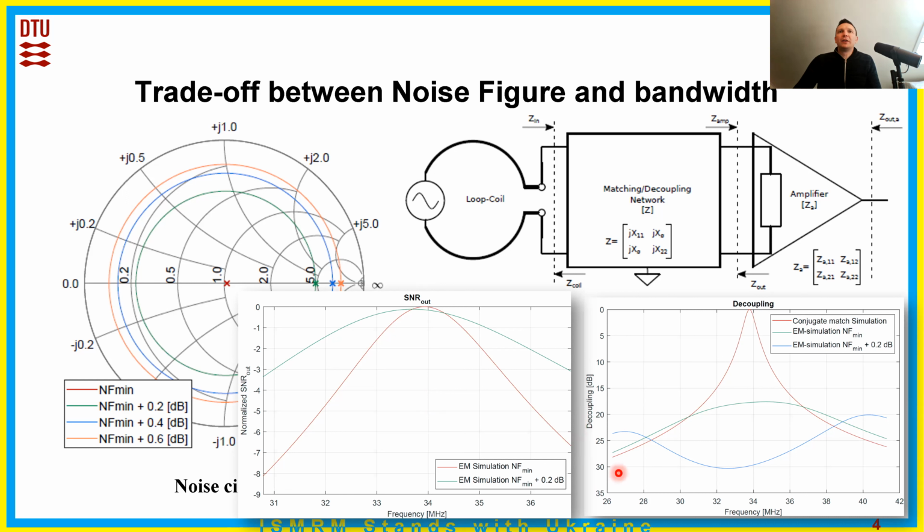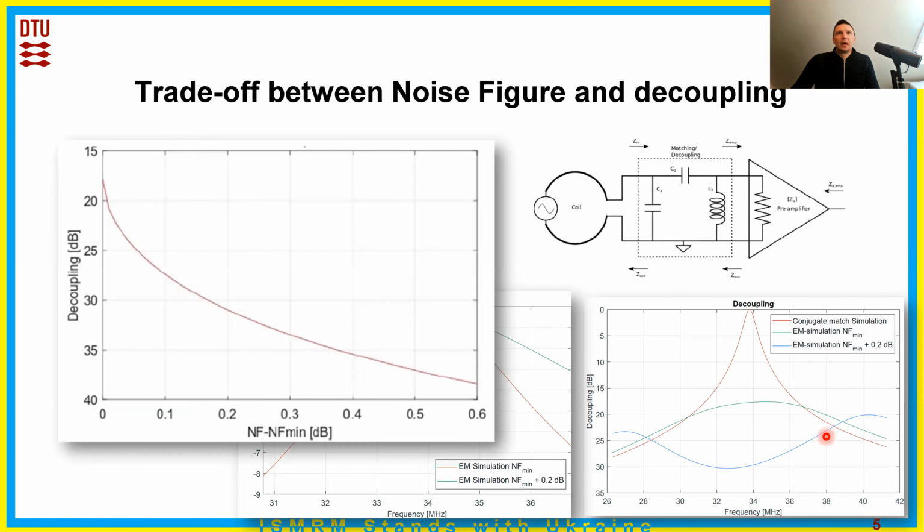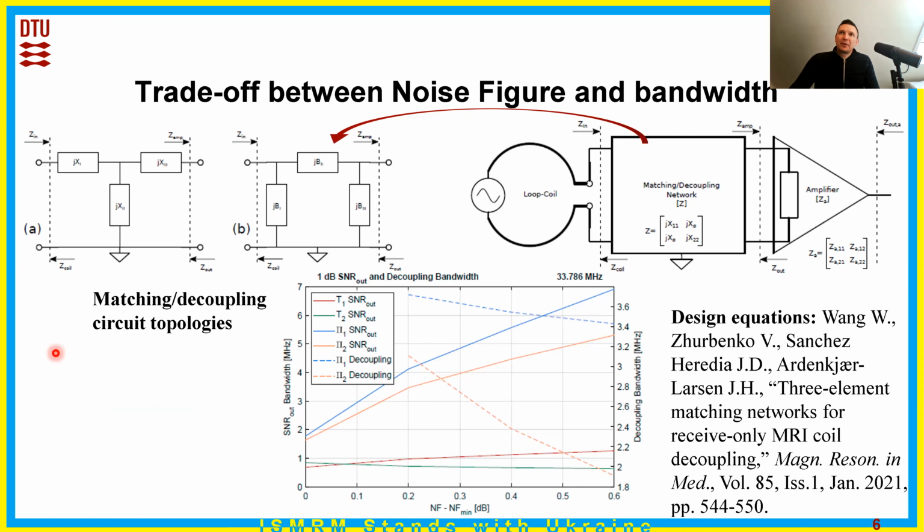Here on the graph to the right, you can see the normalized current in the coil loop when it is power matched to minimum noise figure and 0.2 dB above the minimum. The decoupling level can actually be calculated analytically, and the resulting curve is shown here. As you can see, the more noise figure you sacrifice, the better preamplifier decoupling you can achieve. Following the same procedure, we have plotted SNR bandwidth versus noise figure degradation for all possible circuit topologies.